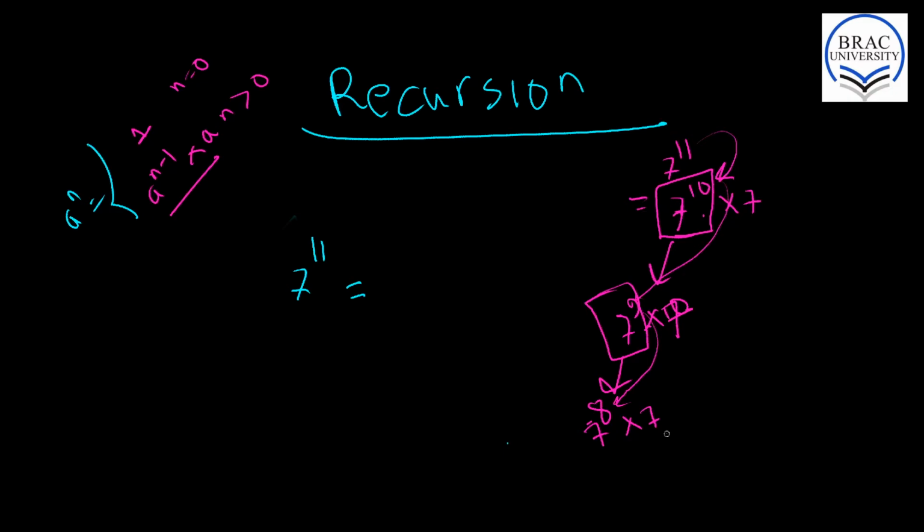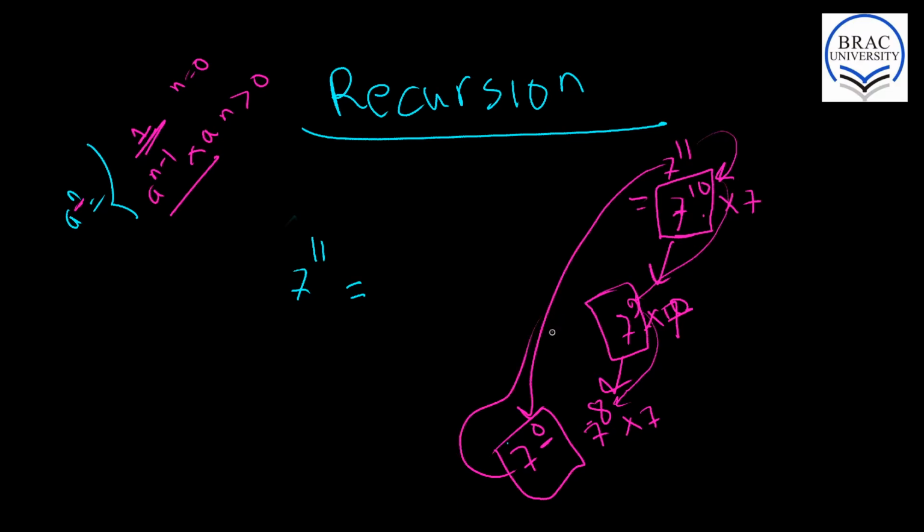At each step we are decreasing the power of n by 1. So this will take almost 11 to 12 iterations to get to 7 to the power 0. When the power is 0, we just return 1. So in that case we'll just return 1. Let's do this for a much smaller value, because I cannot write 11 iterations from top to bottom.